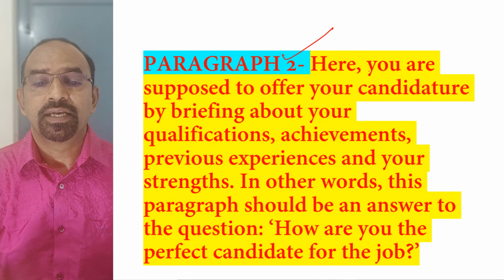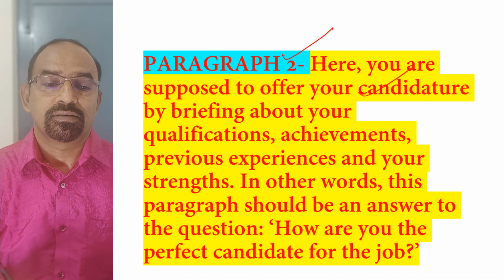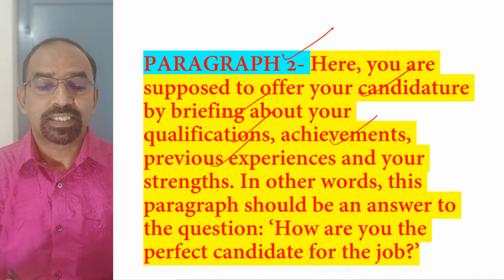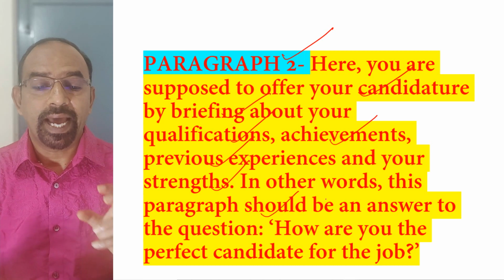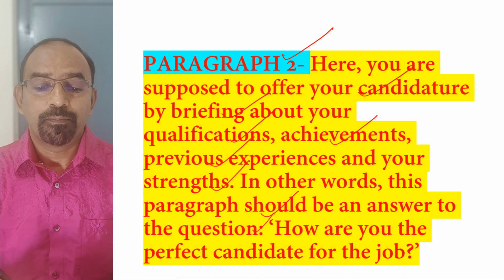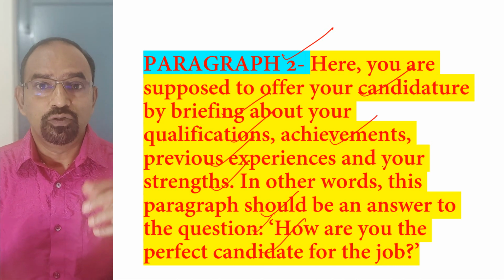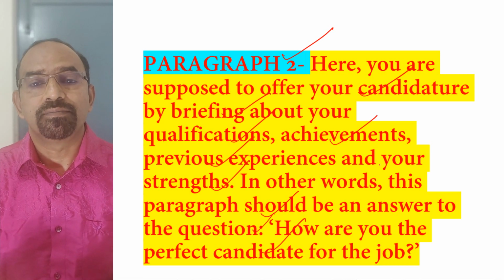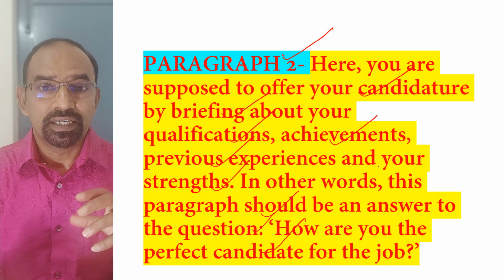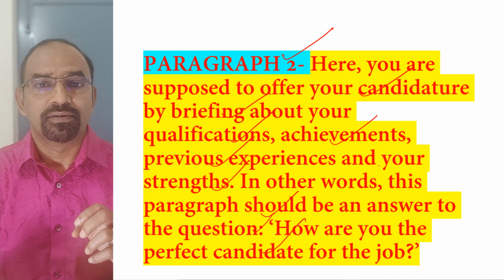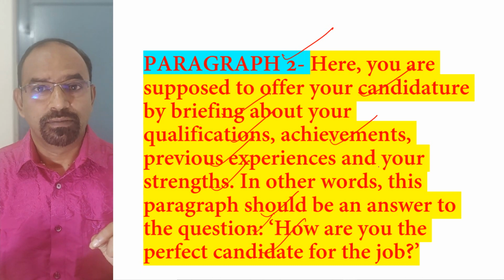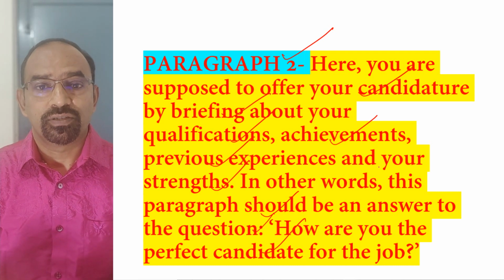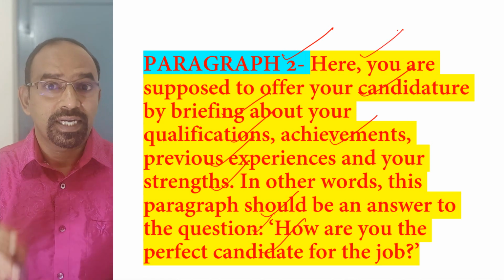And in paragraph 2, here you are supposed to offer your candidature by briefing about your qualifications, achievements, previous experiences and your strengths. In other words, this paragraph should be an answer to the question, how are you the perfect candidate for the job? So in a job application, you are selling yourself. You become a commodity and you are selling your abilities to a firm. And you should express, define, and explain everything that you have. That should be concise and apt, because the reader should be impressed by reading your explanation. So that is the importance of the second paragraph.